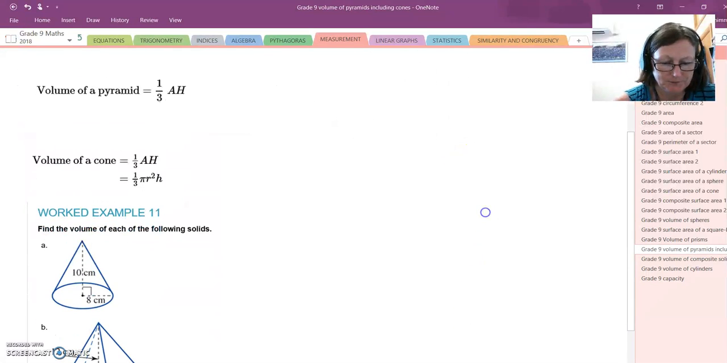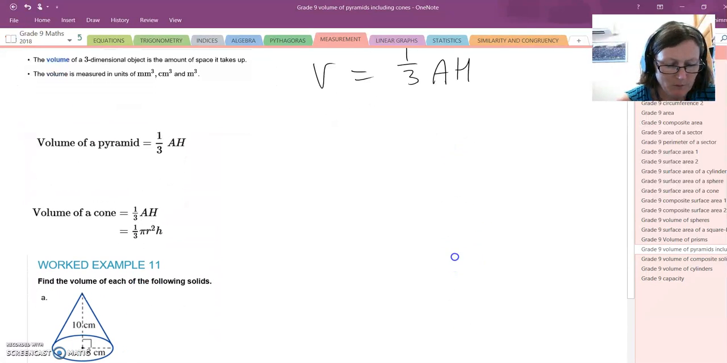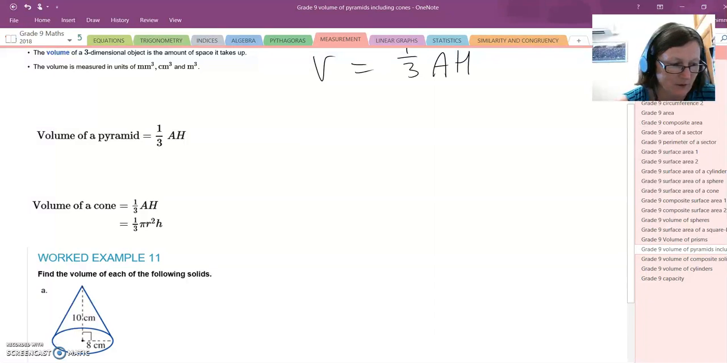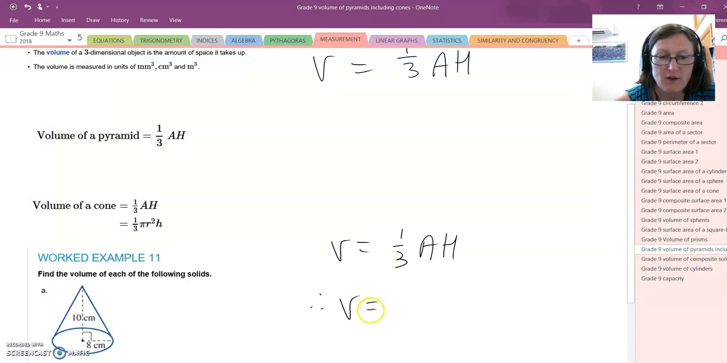So what we do here, in our first example, worked example 11, this is a cone. We write down our formula. V equals 1/3 AH. A stands for the area of the base. So in this instance, in a cone, the base is a circle. So we write 1/3 times by pi r squared times by h.